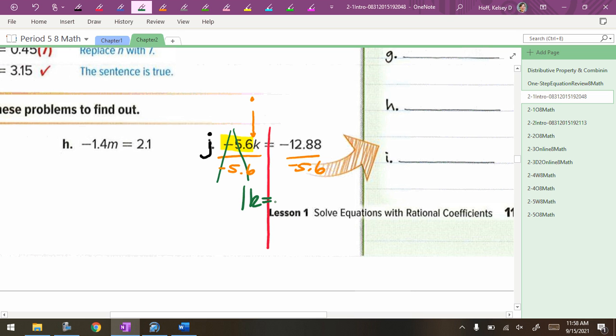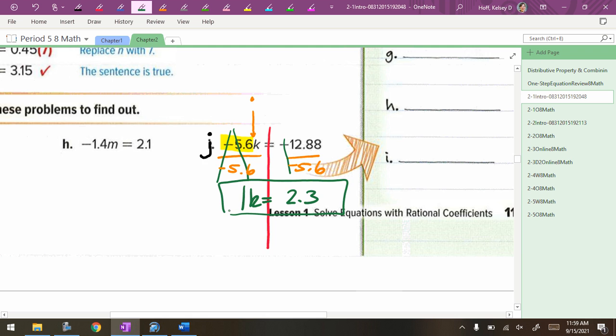On the right-hand side, negative 12.88 divided by negative 5.6 is positive or negative? Are you sure? Yeah. Positive. Very good. A negative divided by a negative is a positive. A whole bunch of those on the assignment, right, Miss Hoff? Hopefully it's a whole bunch of those.